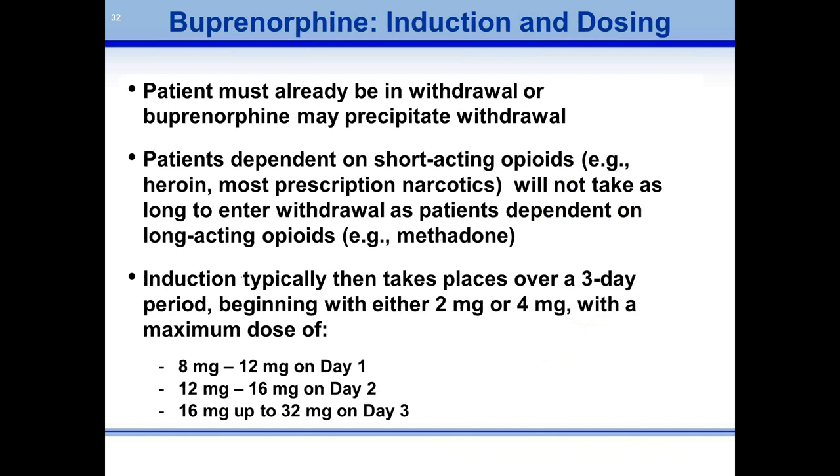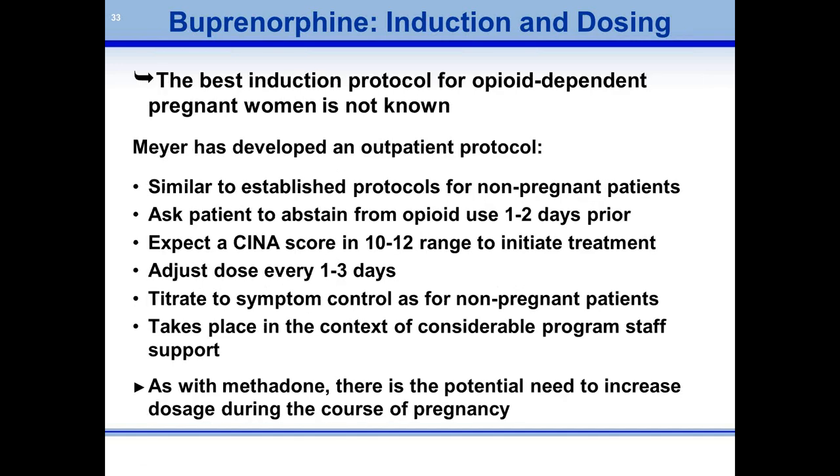Buprenorphine is a little trickier to induct patients onto. Patients need to be in withdrawal. If you give buprenorphine to somebody that is actively on opiates, you can possibly precipitate a withdrawal. So the induction typically takes place over a 3-day period, typically starting with somewhere between 8 to 12 milligrams and going up. The ceiling dose is 32 milligrams, but, again like methadone, the dosing needs to be individualized, so not all patients need to go up to such a high dose.